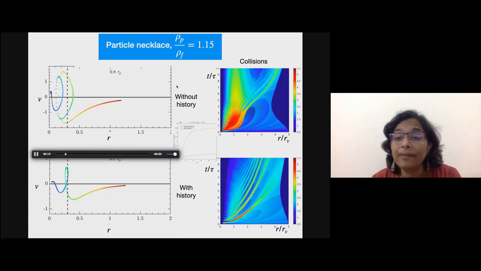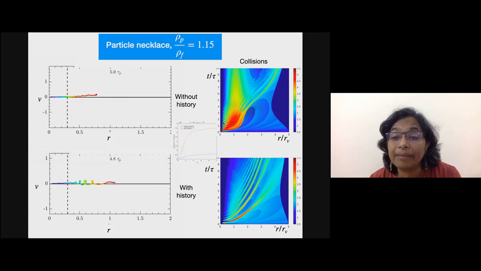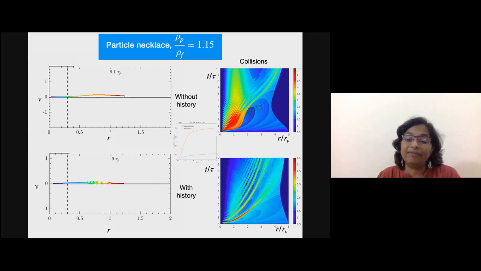That's the moral. And the particle collisions, the place where they collide and the time at which they collide, go through some very interesting peaks and valleys. So this is the central message, that Basset history can be important here.